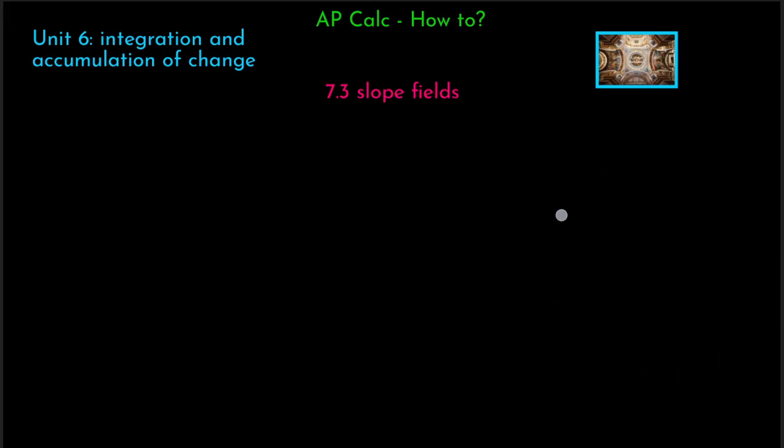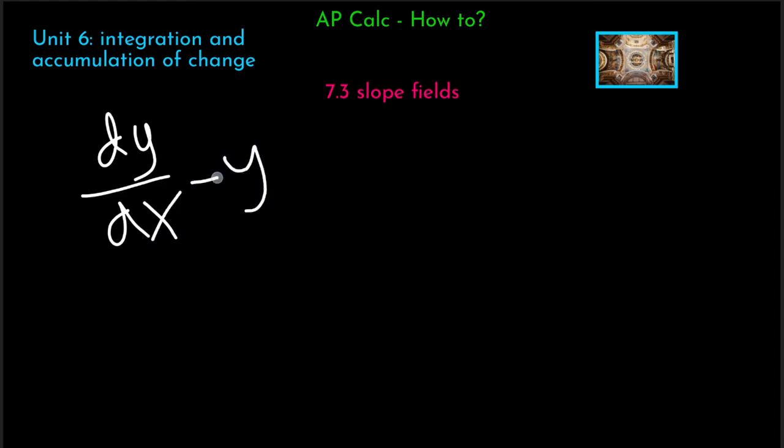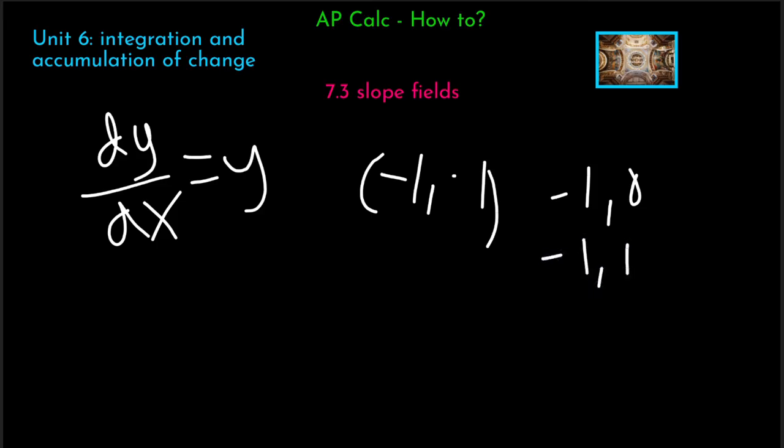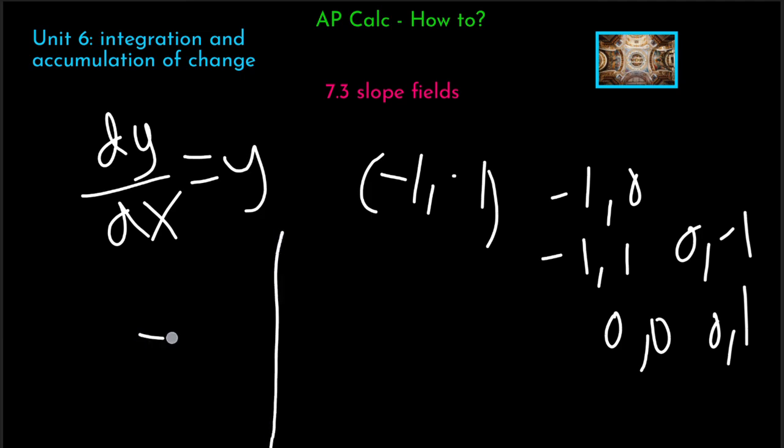So example number 1. We're going to draw a slope field for dy over dx equals y at these points: negative 1, negative 1; negative 1, 0; negative 1, 1; 0, negative 1; 0, 0; and 0, 1. So, to do this, we'll draw a grid and plug in.